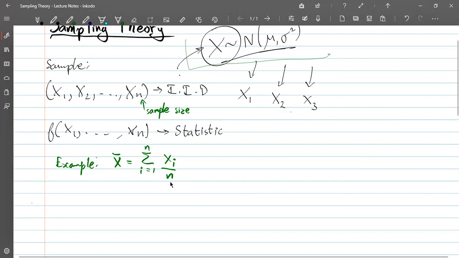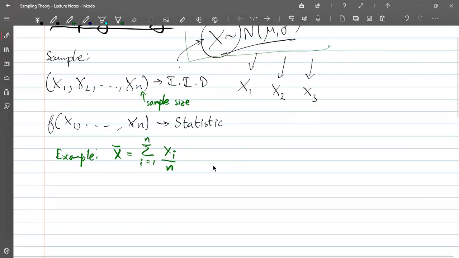So this is defined as the sample mean. So obvious definition, we know the usual definition of average. So this is just like that. This is called the sample mean. Similarly, you can define the sample variance. So that is called S square.